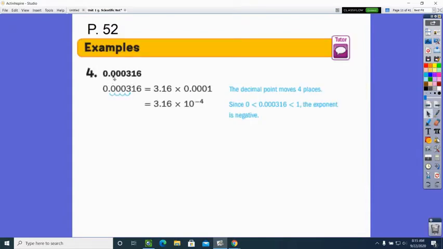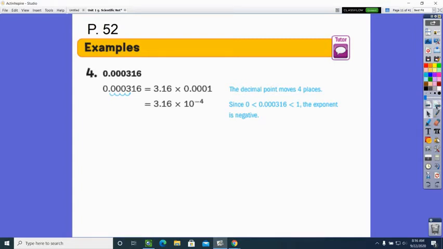Now, what if it's a really small number? We're still going to write the non-zero numbers, which would be the 316, and we're going to put the decimal with only one digit in front, not 31, not 0.316, but we're going to put the decimal where it makes it 3.16. Now we're going to ask ourselves, how many places did we move it to get it there? Around a 0, around a 0, around a 0, that's 3, and one more would have put it where we want it. This time, however, that 4 is going to be negative because this is a really small number.